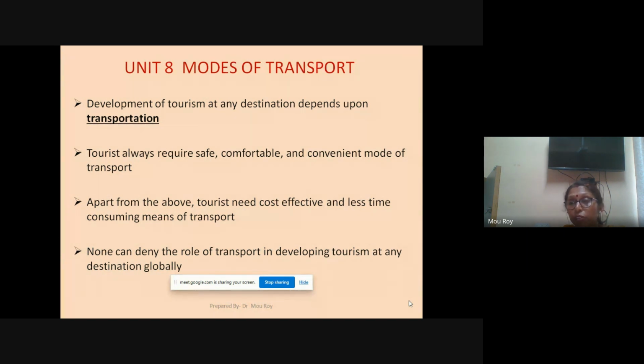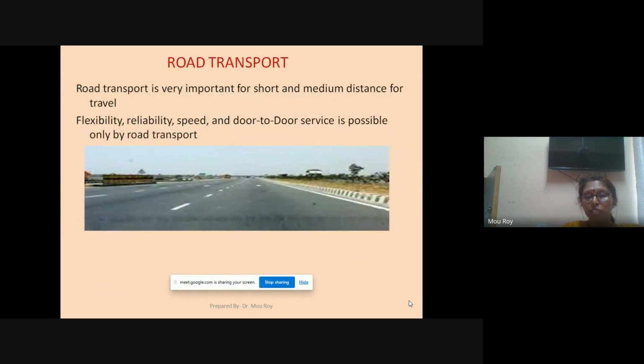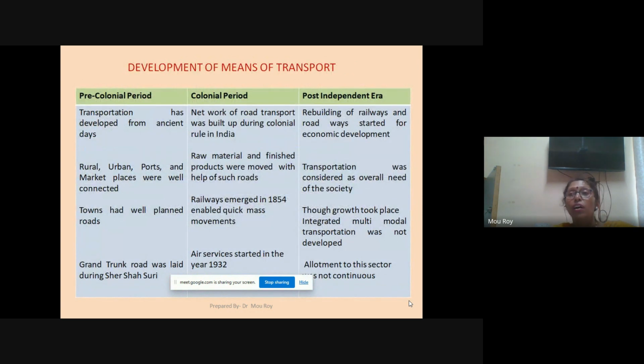But at the same time, we have to ensure that the tourists are provided a safe, comfortable, and convenient mode of transport. You also need cost-effective and less time-consuming means of transport, and none can deny the role of transport in developing tourism at any destination globally. That is a business strategy also. This is like the development of means of transport in the pre-colonial period, colonial period, and post-independence era, how it has developed.